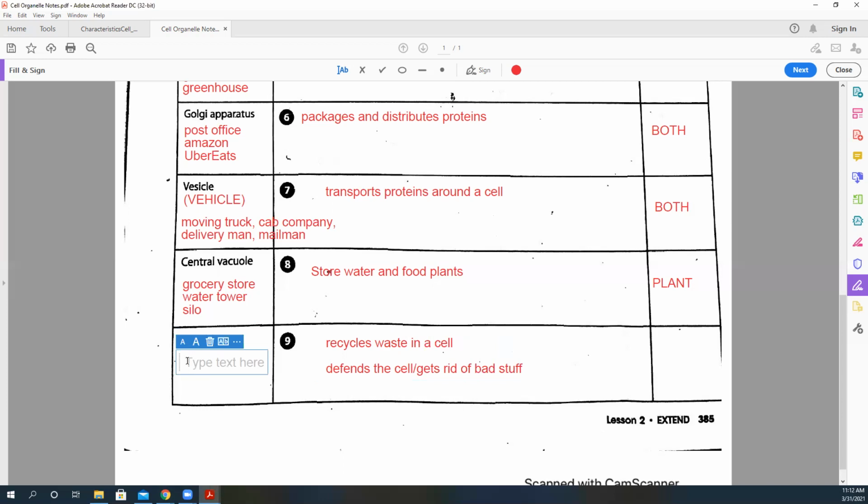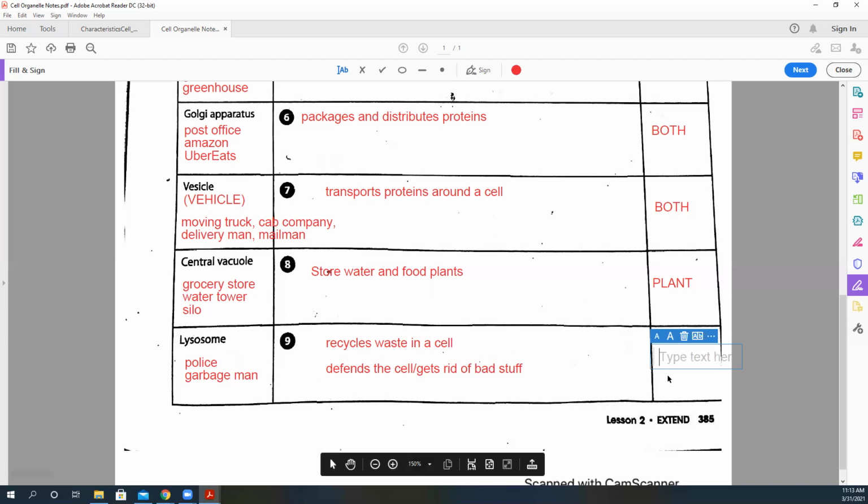Some people have said it's the police. What in a city recycles the waste? Remember bad stuff considered waste? Yeah, garbage man. So if you said garbage man, you'd have to say a lysosome is like a garbage man because they both recycle waste in a cell. If you said a police officer, you say because they both get rid of bad stuff inside of a cell. Do you see what I'm saying here? And this is in both.